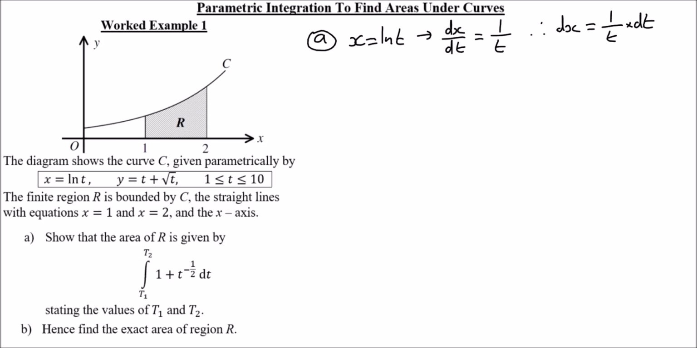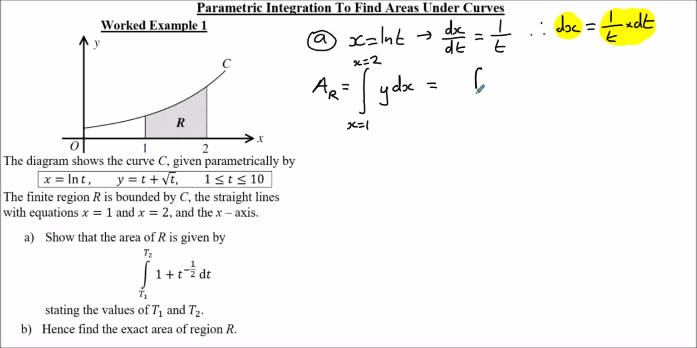So I can switch out what dx is. Next as well, we can now pretty much just go forward and integrate, or set up integration at least. So the area of R is going to be the integral from when x is 1 to x is 2 of y dx.